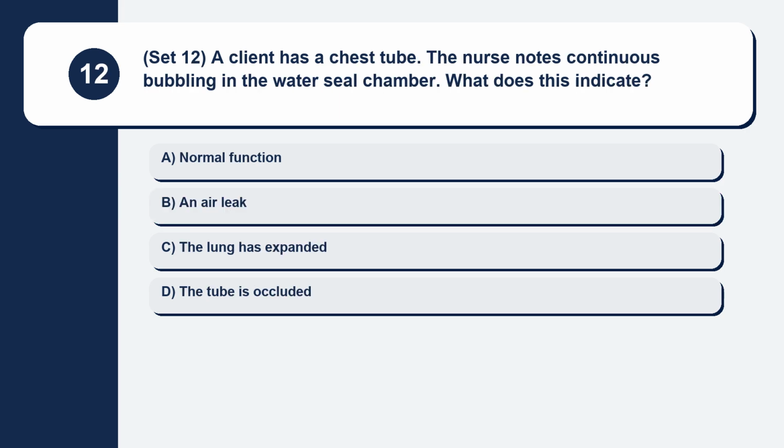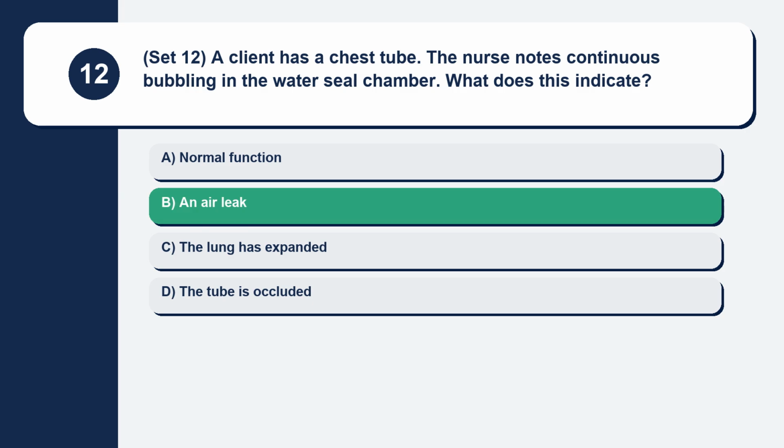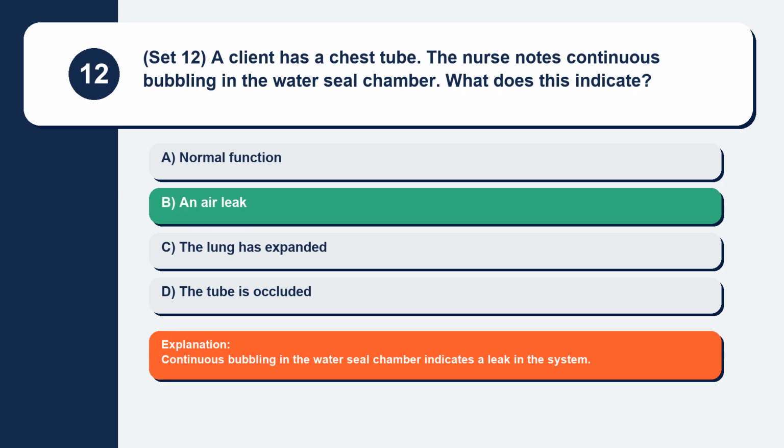Question 12. Set 12. A client has a chest tube. The nurse notes continuous bubbling in the water seal chamber. What does this indicate? Normal function, an air leak, the lung has expanded, the tube is occluded. Continuous bubbling in the water seal chamber indicates a leak in the system.